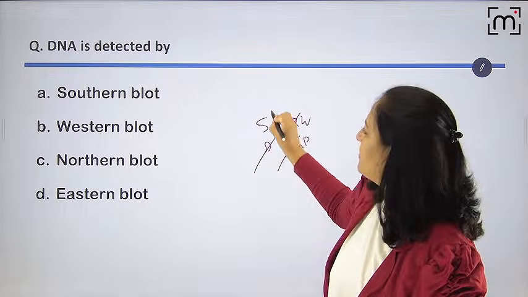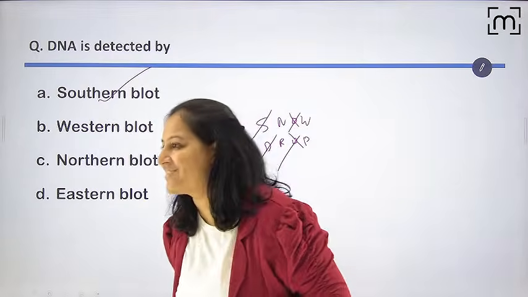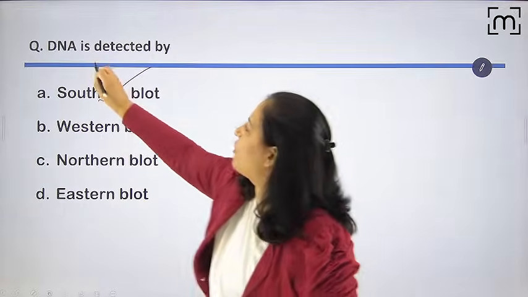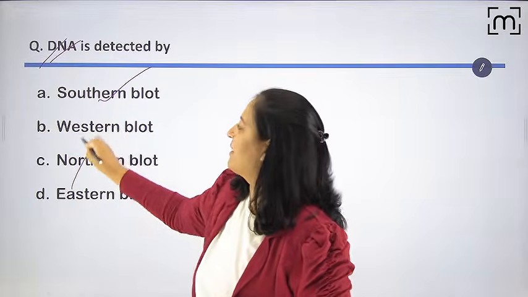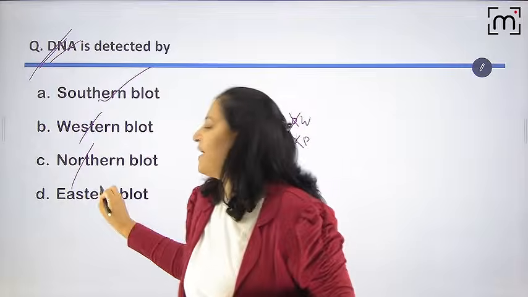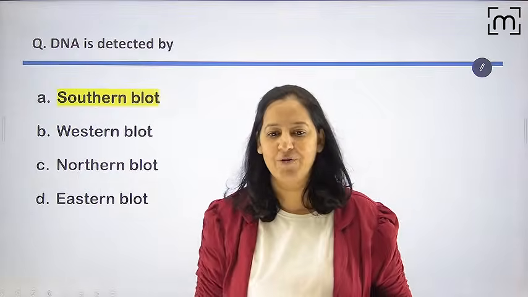So DNA is detected by southern blot. Everyone is right. If I change the question from DNA to RNA, the answer will become northern. If I change it to protein, the answer will become western. If I change it to antibody, the answer becomes eastern. This is how you have to learn it.